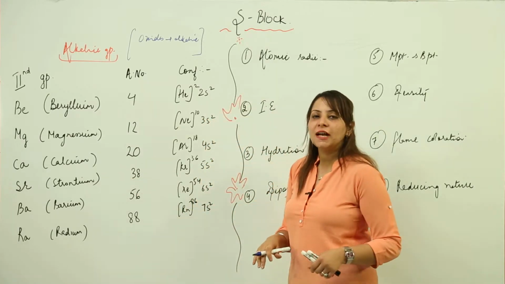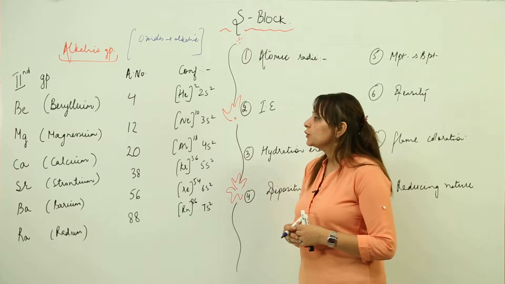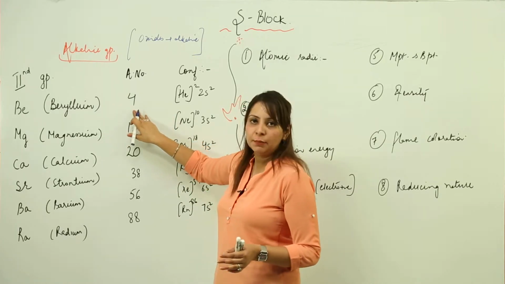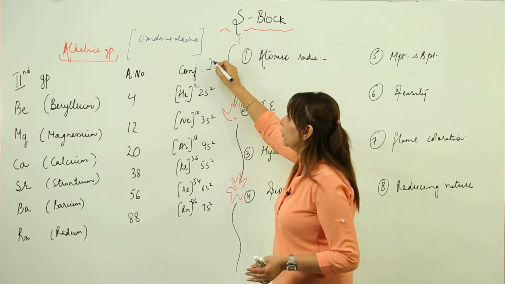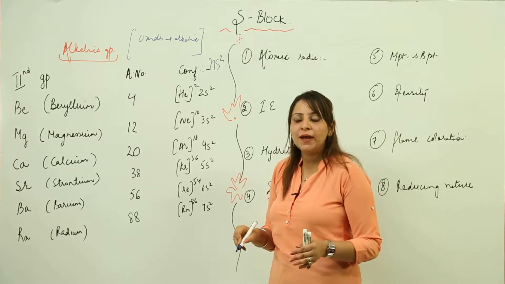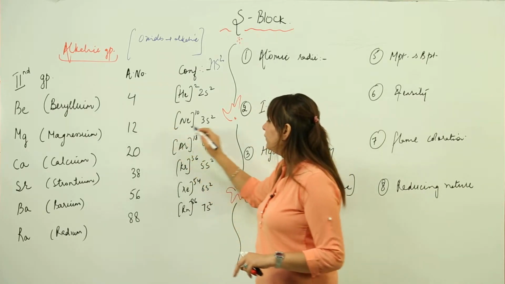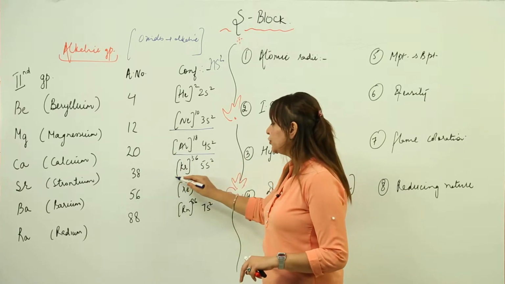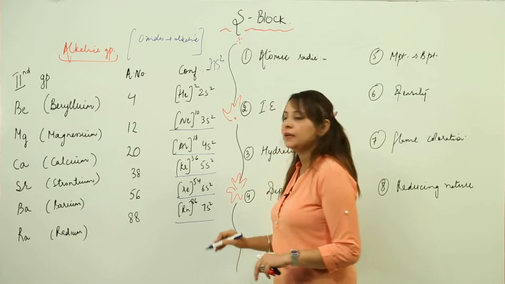The first property we are starting with is the configuration. The first focus is on the atomic number. As we know, beryllium's atomic number is 4, so its configuration is helium 2s2. The general configuration is ns2, so their last orbital is the s orbital, in which a maximum of 2 electrons are present. For magnesium, it is 12, so it is neon 3s2, calcium argon 4s2, strontium krypton 5s2, barium xenon 6s2 and radium radon 7s2.